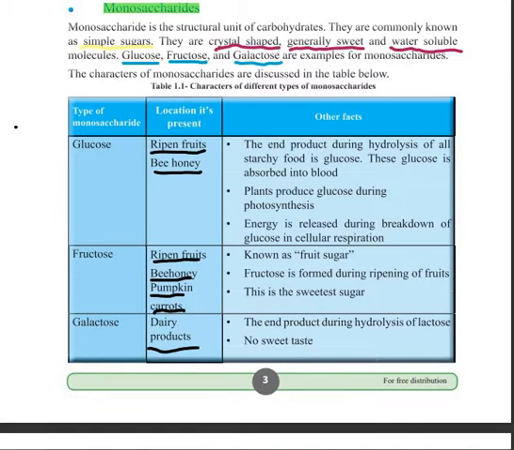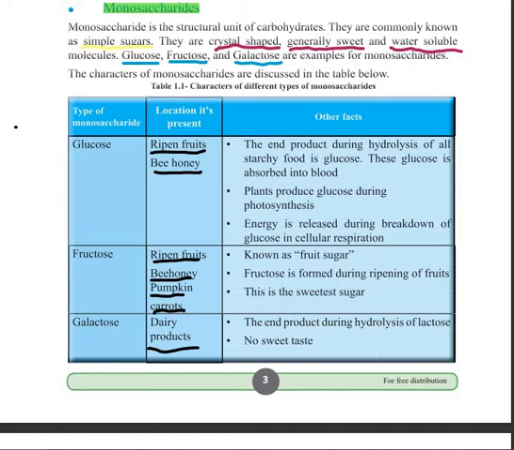The other facts we see for glucose: the end product during hydrolysis of all starchy food is glucose. This glucose is absorbed in blood. Plants produce glucose during photosynthesis. Energy is released during breakdown of glucose in cellular respiration.